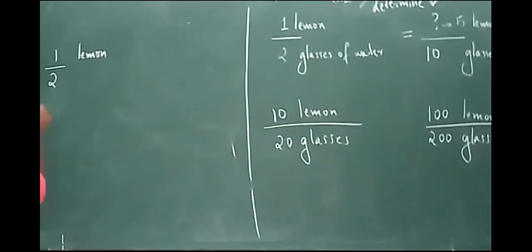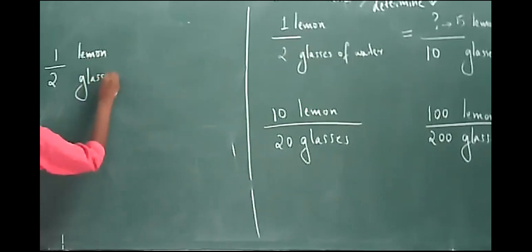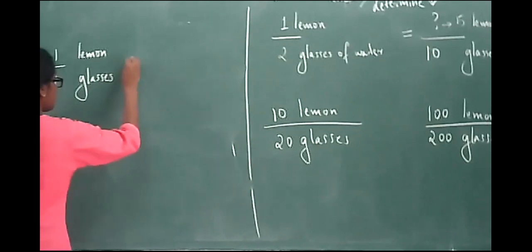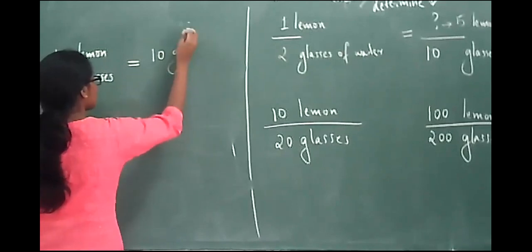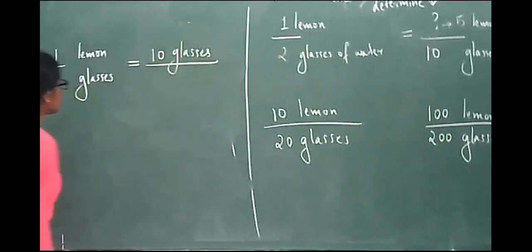The first one represents the lemon, and the second one represents the glasses. Basically, 1 lemon by 2 glasses of water is proportional to 10 lemons by 20 glasses of water. Correct. But can I write for 10 glasses of water? Yes, you can write 10 upon 10.